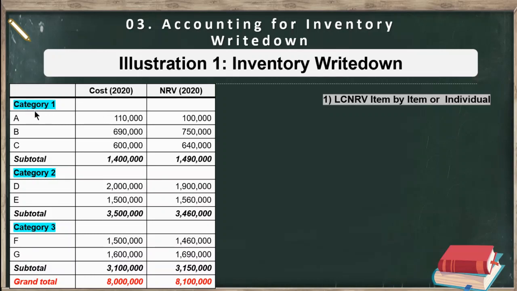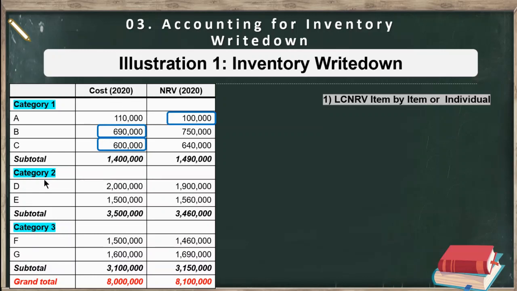So we'll start with category 1. This is our inventory A. We will choose the lower amount. The lower amount is 100,000. For inventory B, the lower amount is 690,000. For inventory C, the lower amount is 600,000, which is the cost.